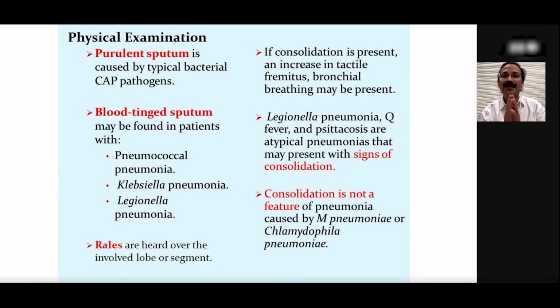In some bacteria, there is no peptidoglycan layer, so they can't be stained. And those are the atypical bacteria. They are neither gram-positive nor gram-negative. That's why they are called atypical bacteria: Legionella, Mycoplasma, and Chlamydia. So that is the difference in their microbiology.